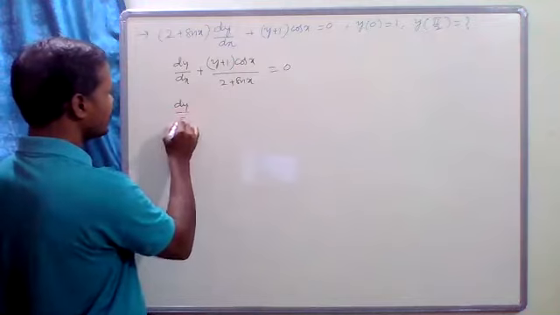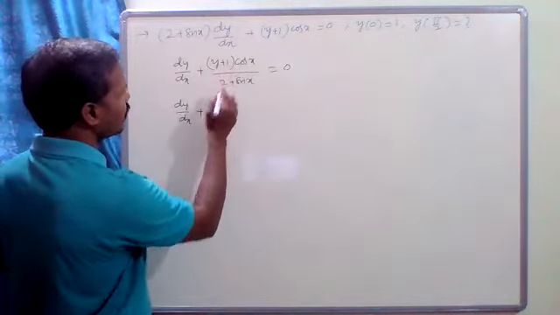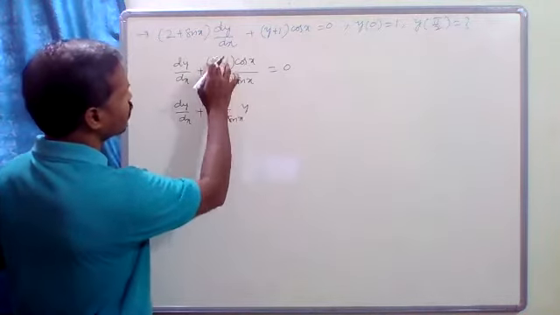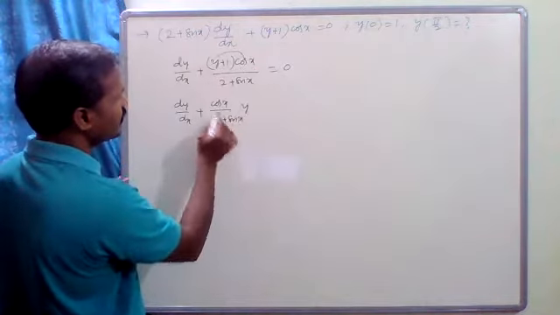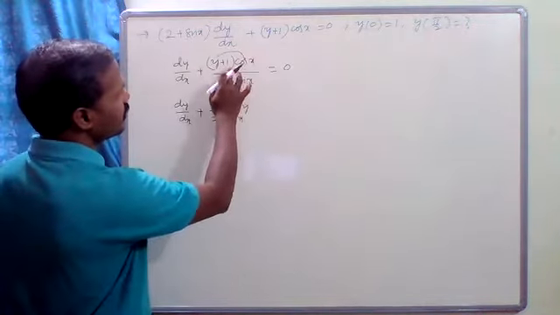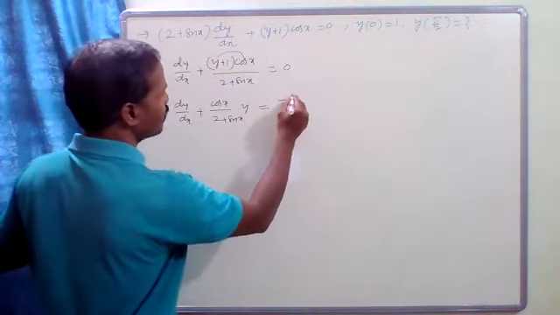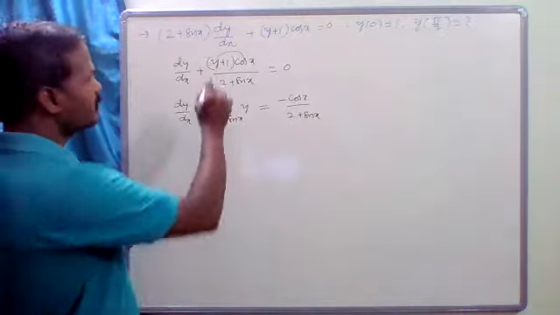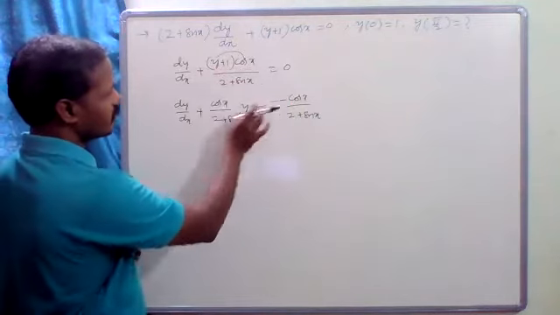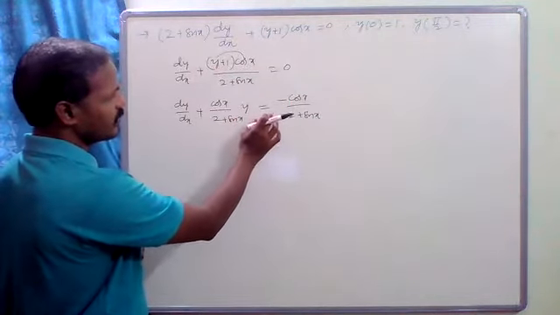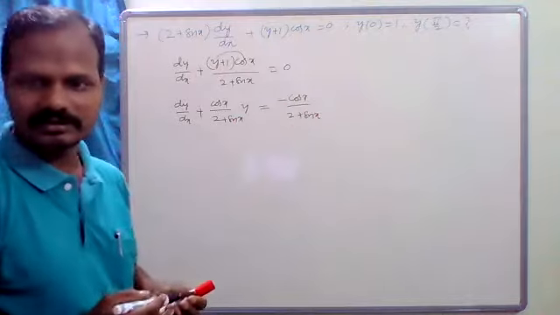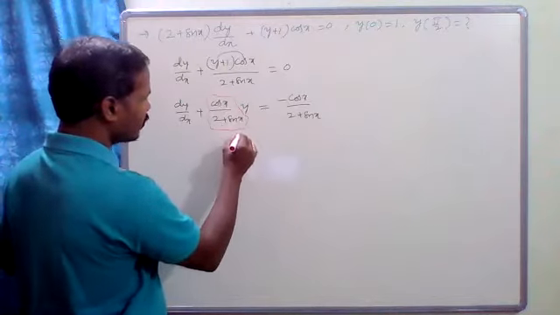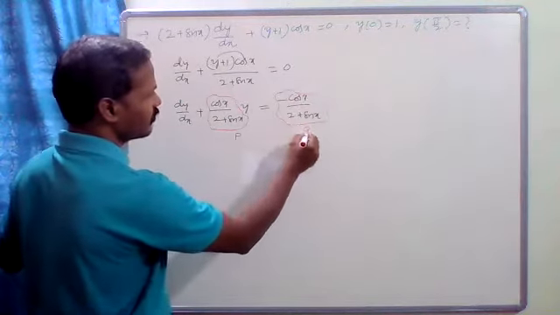So dy by dx plus cos x by 2 plus sin x into y, that is y cos x by 2 plus sin x, and the remaining cos x we take to the right side, minus cos x by 2 plus sin x. Split this one: y cos x plus cos x. So cos x by 2 plus sin x into y equal to minus cos x by 2 plus sin x. Now this is our p and this one is q. They are functions of x.